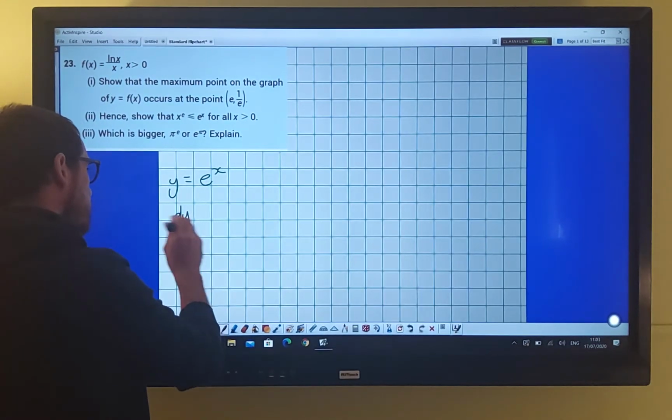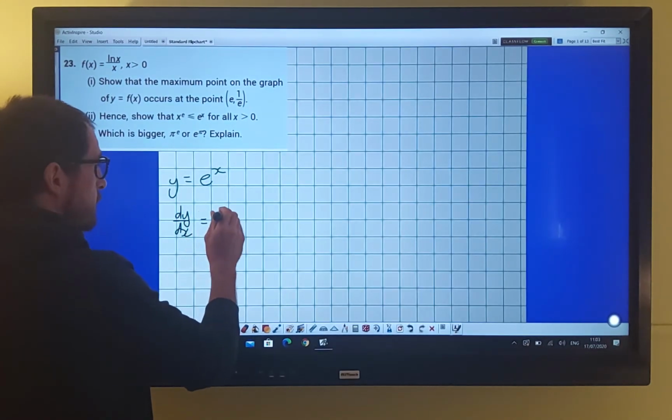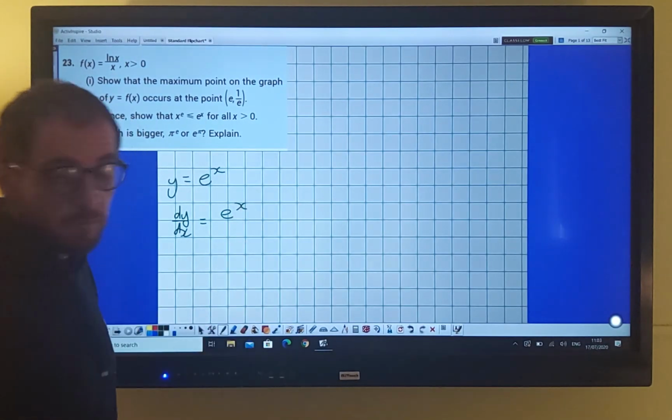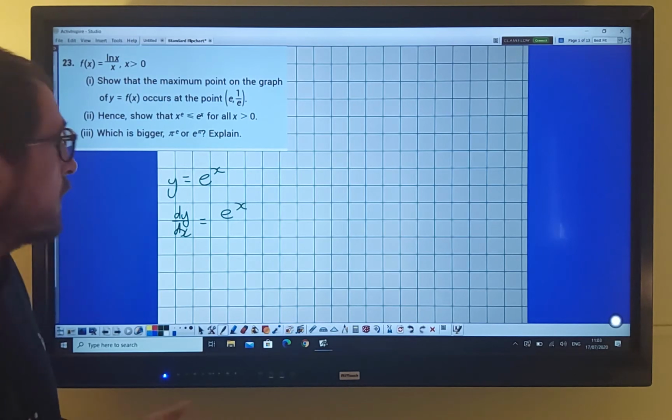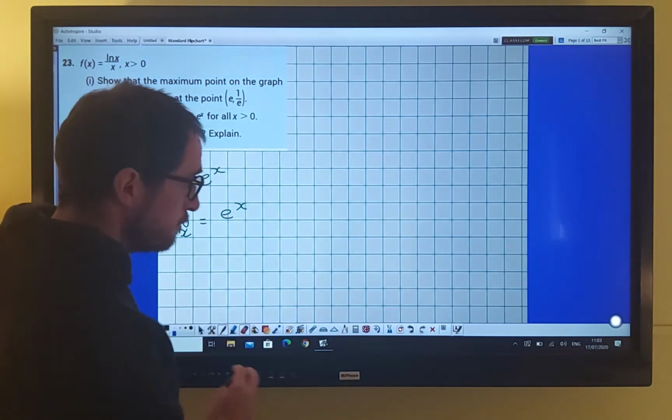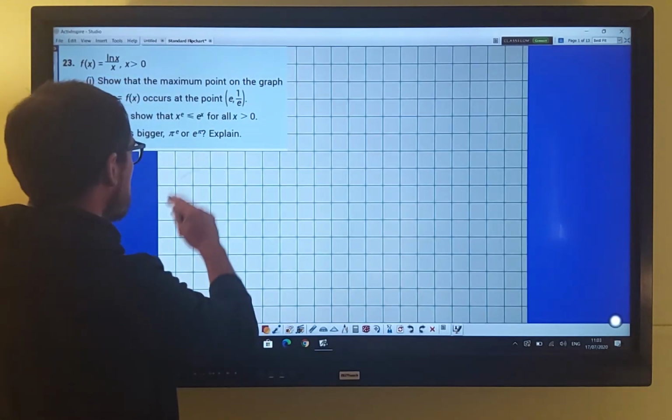so dy/dx stays the same. And again, there's no value of x there that I can put in that will allow that to equal 0. So therefore, neither of them have a max or min point. Okay? So neither of them have max or min points.